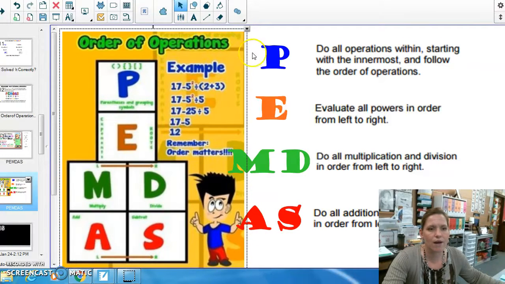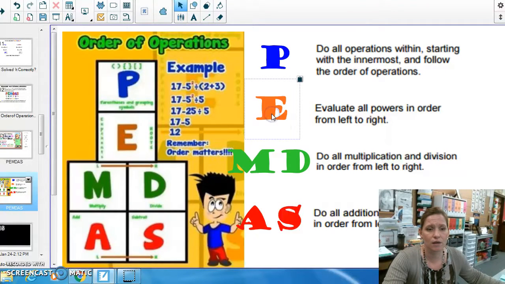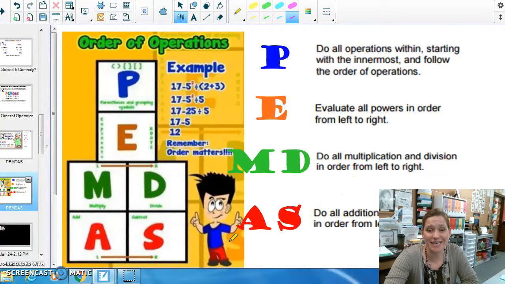That should work. All right. So in this problem, we're just going to quickly take a look at what we were just talking about. So the P means parentheses. So in this problem, we do all the operations within, starting with the innermost. Oh, I see it didn't disappear. We're all good. Okay, so we're going to start with parentheses. If we notice in our problem, there is only one set of parentheses right in here in my highlighter. So that's what I'm going to do first. 2 plus 3. So 2 plus 3 equals 5, and that is my first answer.